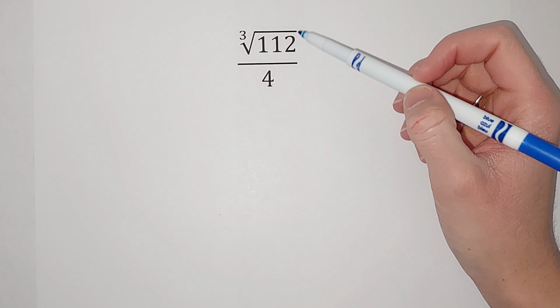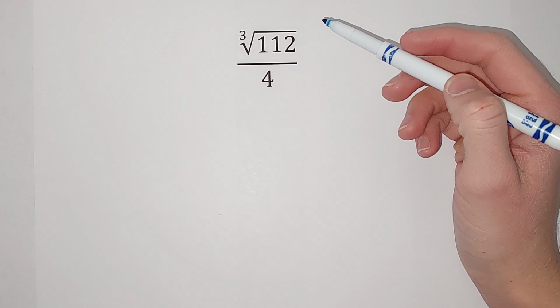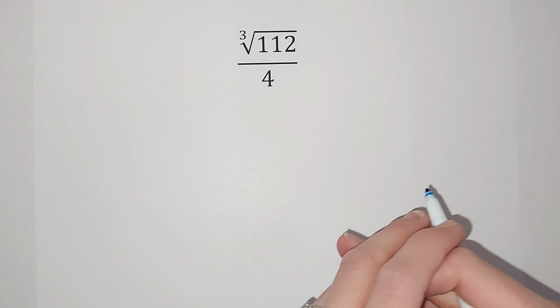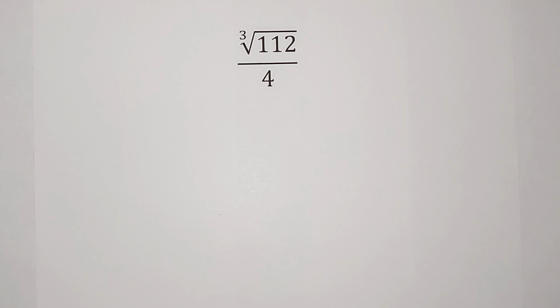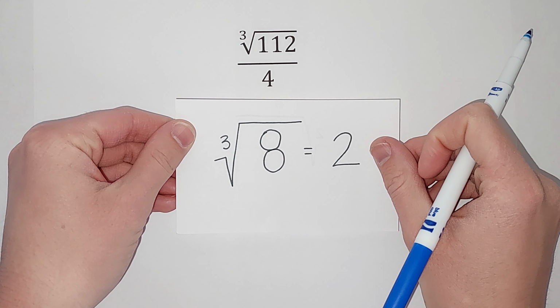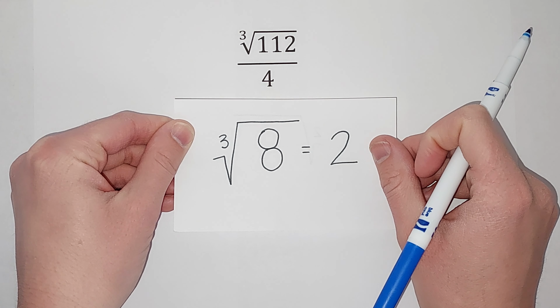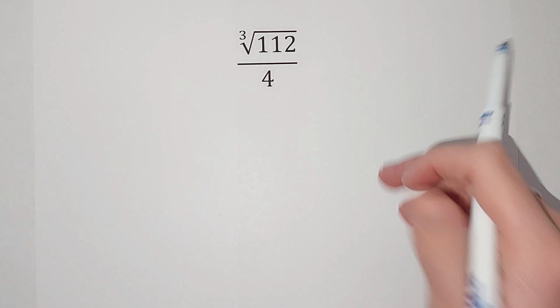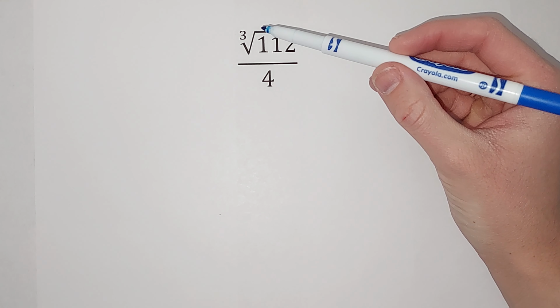Okay, so we have a cubed root on top here. A square root is asking us what number times itself will give me that number. But now that we have a 3 here, it's asking me what number times itself 3 times will give me this number. So for example, the cubed root of 8 is 2 because 2 times 2 times 2 gives me 8. Okay, so we're wondering what the cubed root of 112 is.